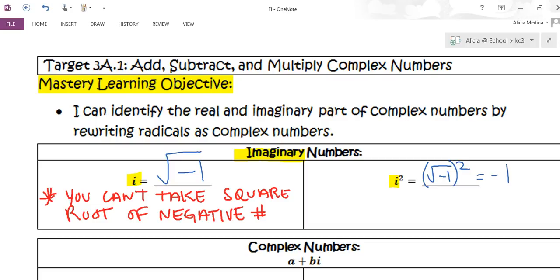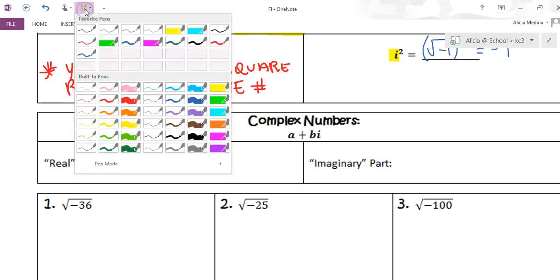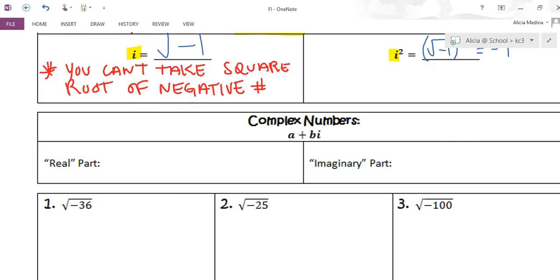All right, so let's scroll down here so we can get to the complex part. Complex numbers just means that there's a mixture of both imaginary and normal numbers. So if I am asking you what the real part is, that's the a. And a is a constant. And remember, a constant is just a number, no variables.